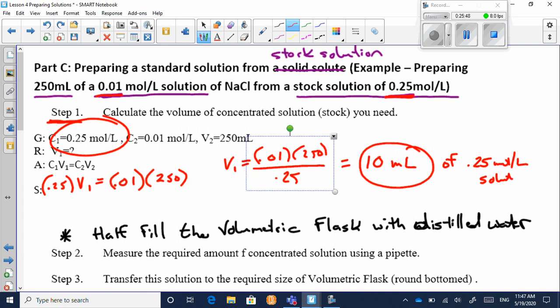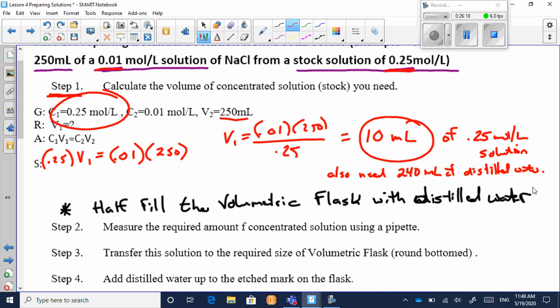Okay, but wait a second though, my final answer is 250. So you will also need 240 milliliters of distilled water. So the distilled water is what's diluting it. You'll also need that.